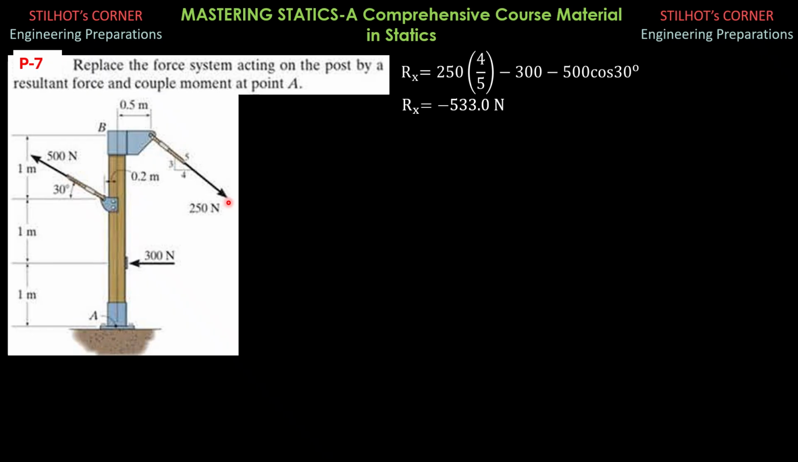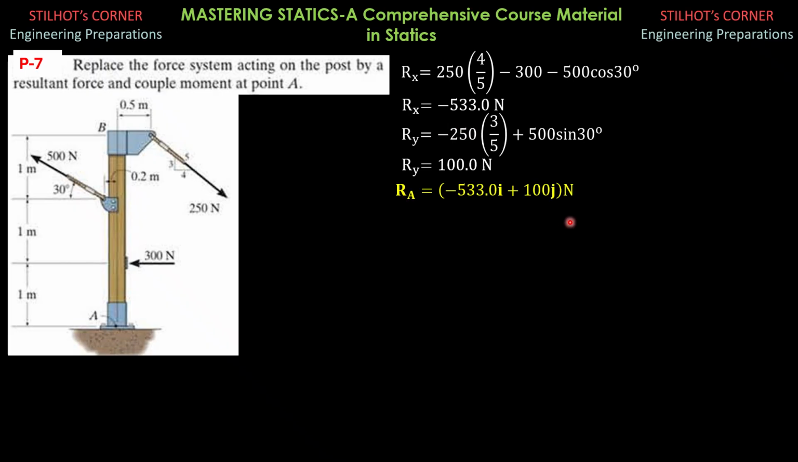Ry: the y component of 250 is going down, so negative 250 times 3 fifths. Then this is positive 500 sine of 30 degrees, 0 y component for this 300 Newton force. So Ry is equal to 100 newtons. Therefore, I report the answer in vector form. It is quantity negative 533.0 I plus 100 J newtons. So that's RA. For the moment about A, let's consider the sign convention counterclockwise positive.